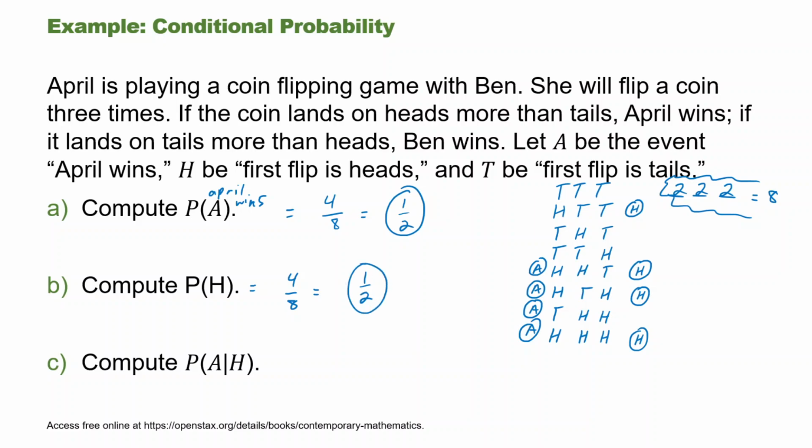Part C, compute the probability of A given H. So when you see A given H, that means that the event H is our new sample space. Not all 8 outcomes, but only the ones that were event H. In this case, there were 4 events that had heads first, and out of those, 1, 2, 3 of those, April won. And so the probability of A given H is 3/4. Again, that's 3 outcomes where April won with heads on first, out of 4 where there were heads on the first flip.